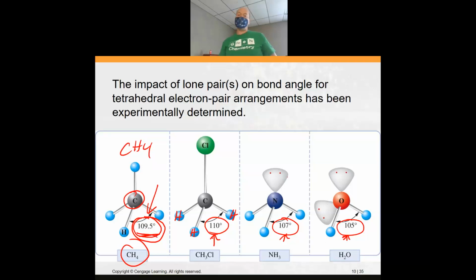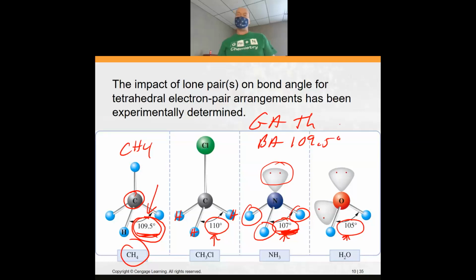109.5. And when you are four directions and one is an electron pair, many times that's smaller. However, if you put large atoms here, that bond angle can get larger than 109.5. So anytime we have a geometric arrangement that is tetrahedral, we're going to say that the bond angle is 109.5 degrees.